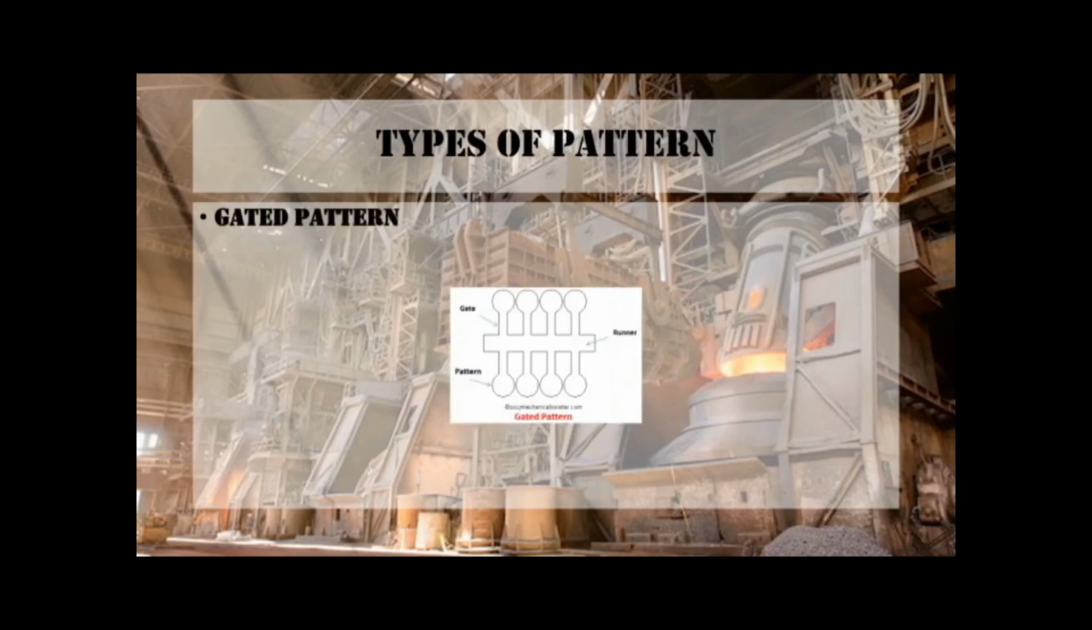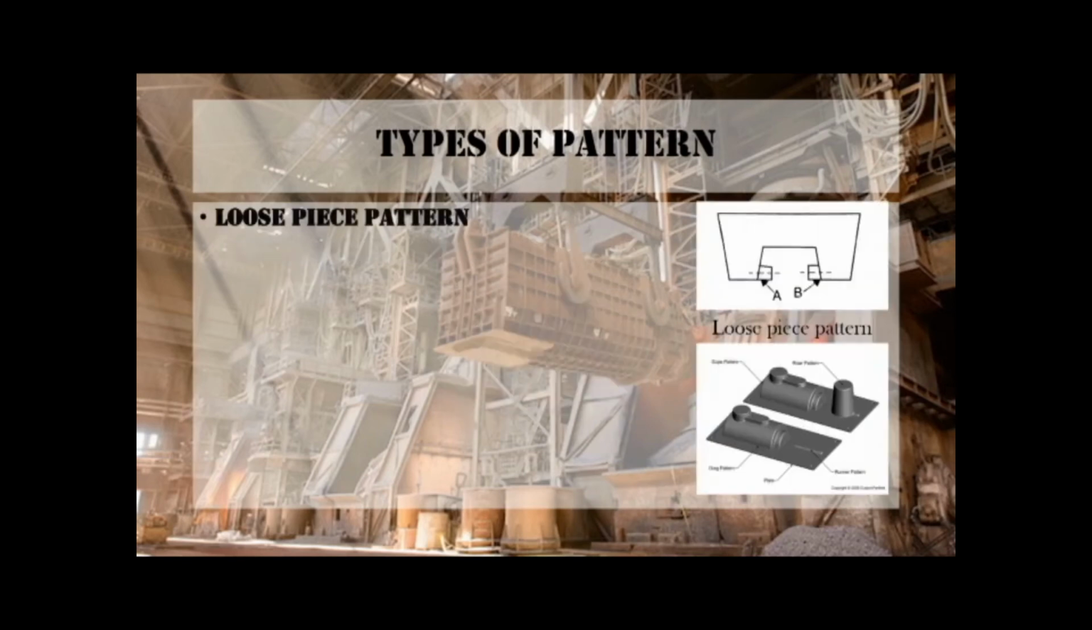Gated pattern. When a large number of small castings are required, gated patterns are used. Loose piece pattern. This pattern is provided with loose pieces which make it easier to withdraw the pattern from the mold. Here loose pieces A and B are removed separately by turning or moving the loose pieces through the mold cavity formed after the main pattern has been removed.